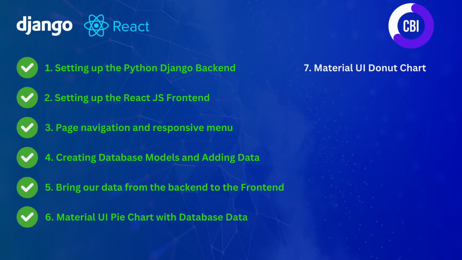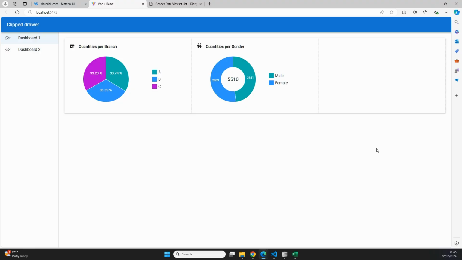Now in this video, we're going to continue and we're going to use another type of visualization, very similar to the pie chart, being the Material UI donut chart. And in the end, it's going to look something like this. We're going to get the quantities per gender from our database data and visualize it inside of a donut chart with the total value in the middle. And also apply the similar styling that when we select a certain part of the pie, it gets highlighted.